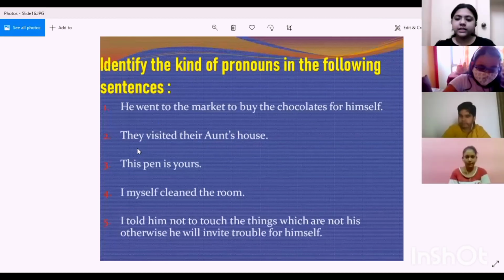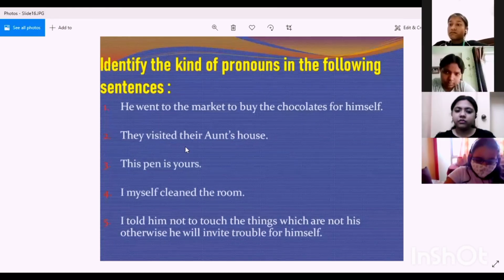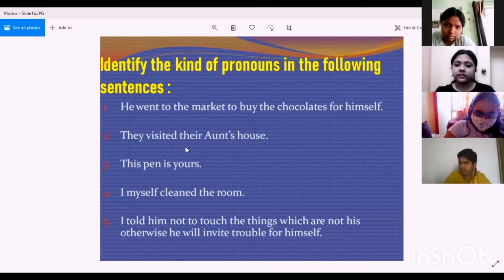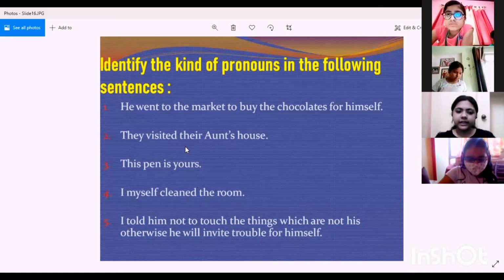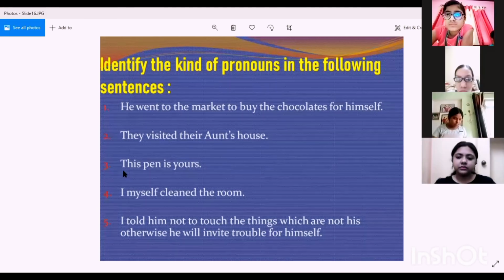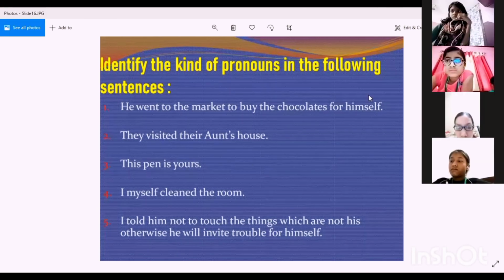What do we use as a possessive pronoun? For they, we use theirs. You will always find an S towards the end of the word, right? All right. Next, very good Angel. Thank you, Angel Singh.